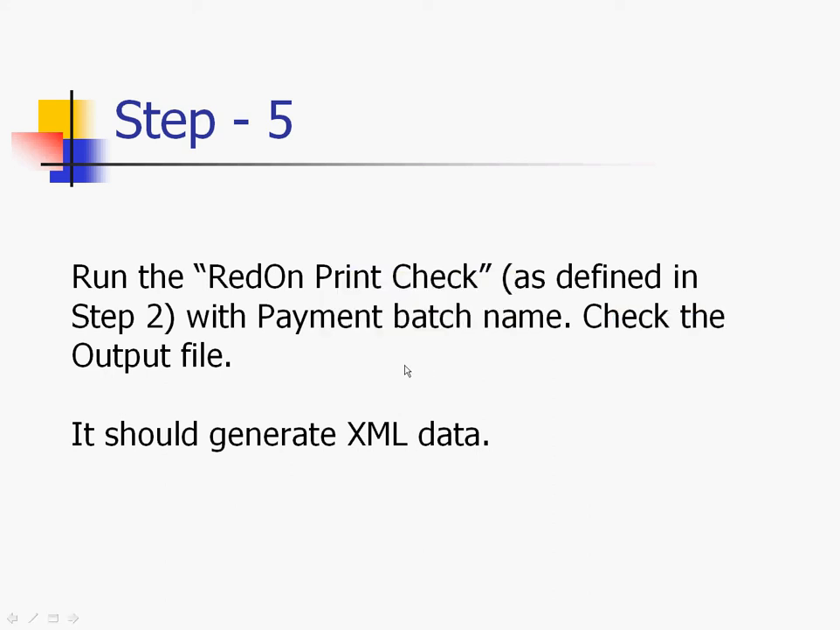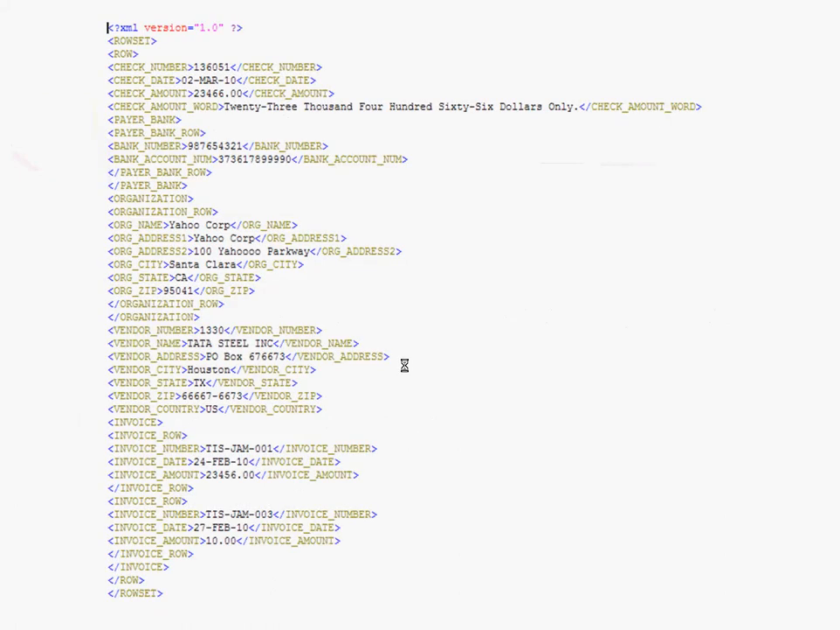Okay, now we have tested it. We can see the XML data. This is the XML data that gets generated out of that content program. Again, I have the source code of it, so that may save some time. Now you have the XML data ready for the check.